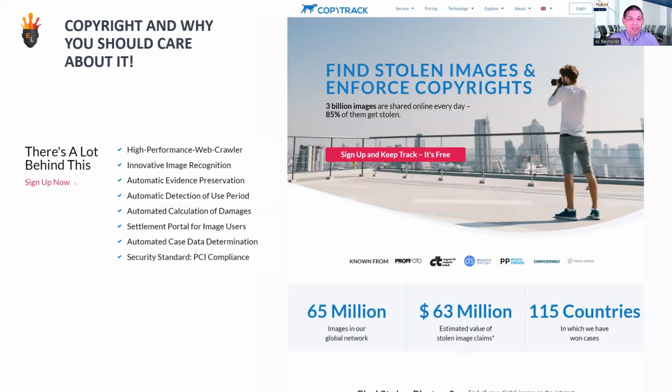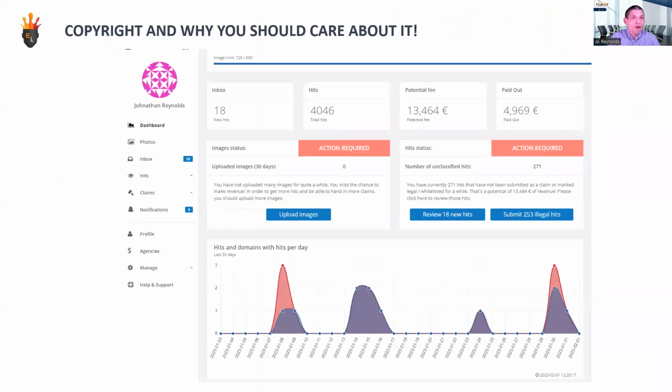I uploaded my images, and I was amazed to find that there were over 4,000 hits, 4,000 unique pictures of mine being stolen from around the world, totaling a potential 13,464 euros, which is about $12,000. And last year, they paid out about 5,000 euros, which is about $4,500, from stolen images.